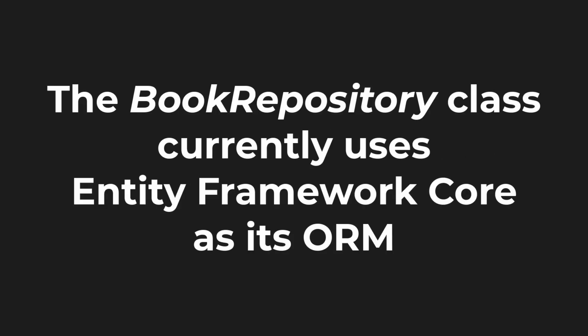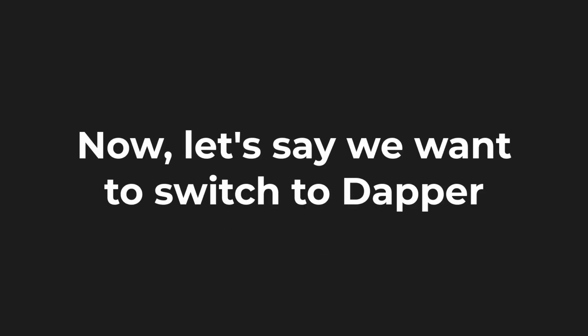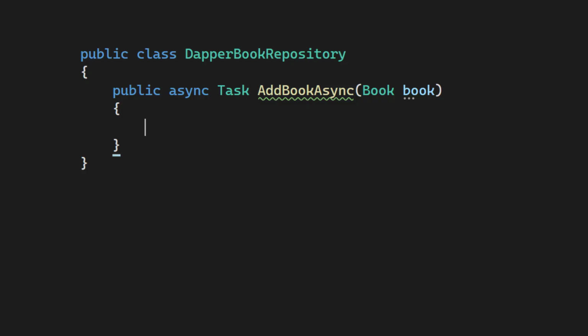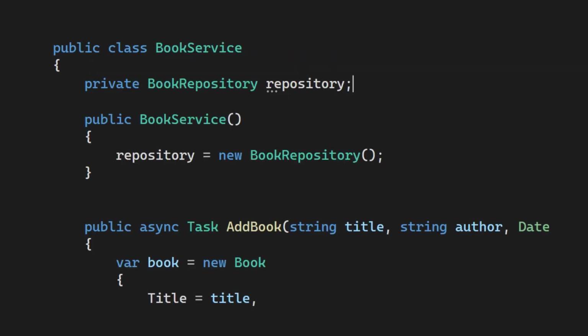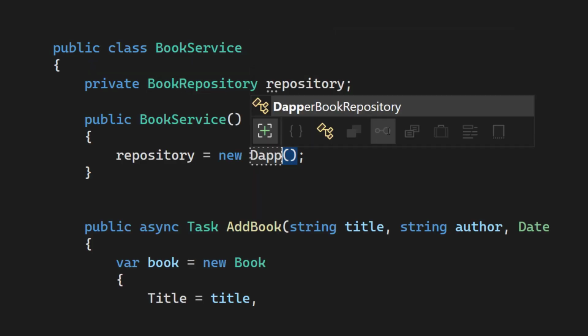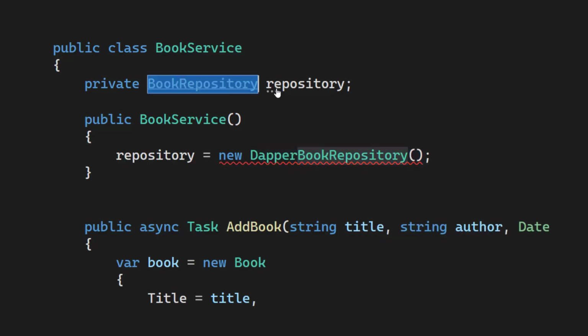One is that it makes the code hard to maintain. The book repository class currently uses Entity Framework Core as its object relational mapper. Now let's say we want to switch to Dapper. Then we can go ahead and create a new class called Dapper Book Repository that contains Dapper specific logic, but then we have to modify the book service class to refer to the new Dapper Book Repository class. Here we need just a single modification because there is only a single reference to the book repository class. But imagine we had several different classes that refer to book repository, then we have to modify in multiple locations, making the codebase harder to maintain.